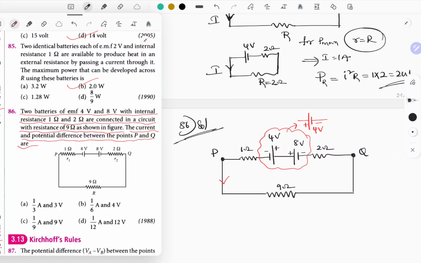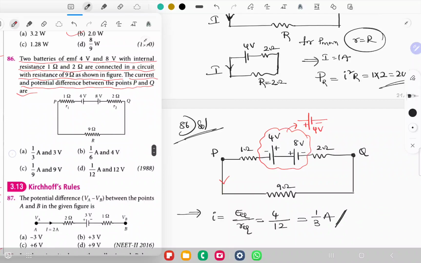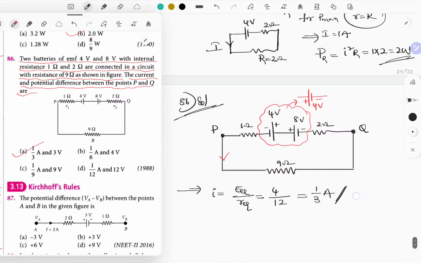So let's find out the value of current. I is equal to E equivalent divided by R equivalent, right? What is E equivalent? 4. What's R equivalent? It's going to be 12, that is 9 plus 1 plus 2. So the answer is going to be 1 by 3 ampere. By this itself we can decide which option is correct. Option A itself is correct.